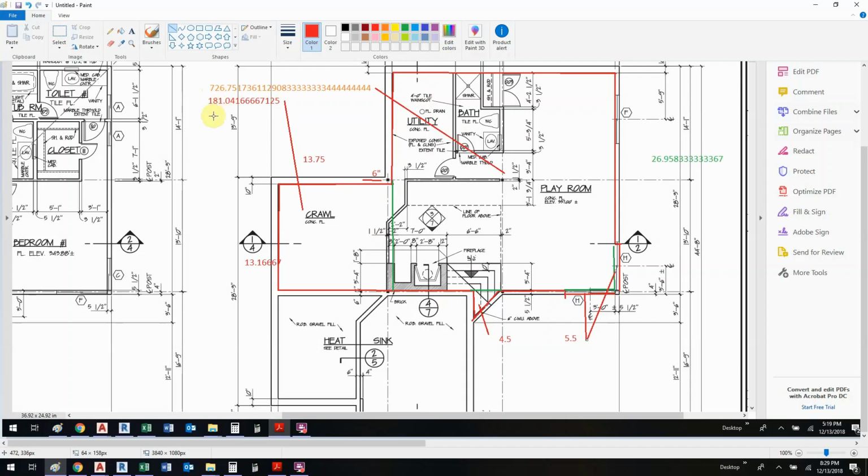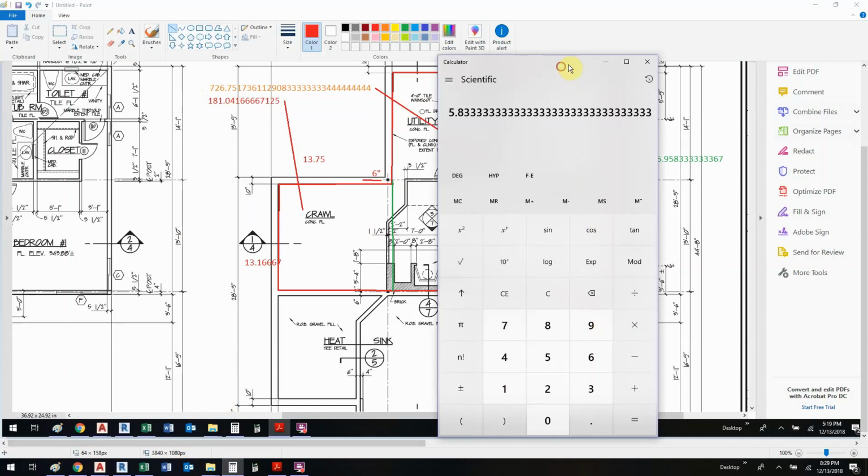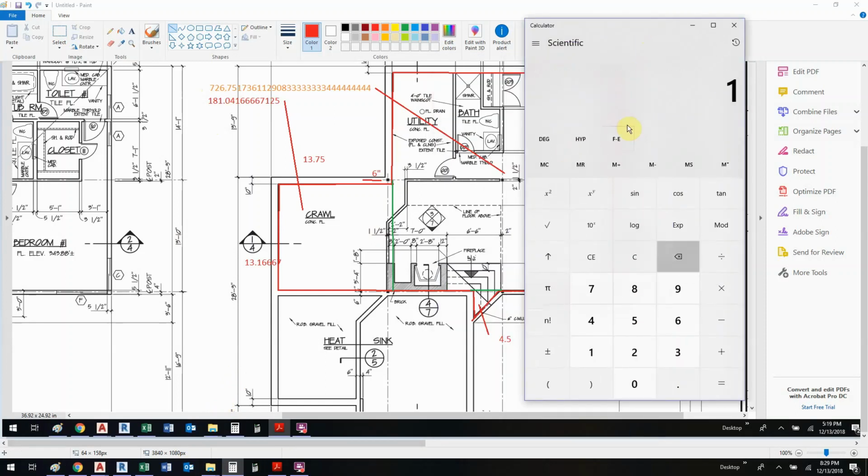So we add all those together, and let me go ahead and redo this one right quick. So, excuse me, 13.75 less 0.8333, which is 10 inches, gives me that 12'11", and I'm going to multiply that by 13.1666667, which equals 170.06.